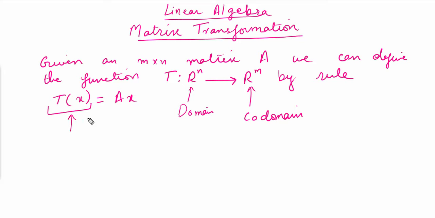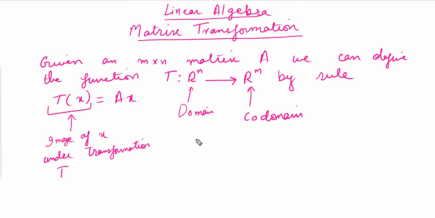So what will happen to the matrix after its transformation? That is called the image. It represents the image of x under transformation T. The name of the transformation is T, and the result is T of x.